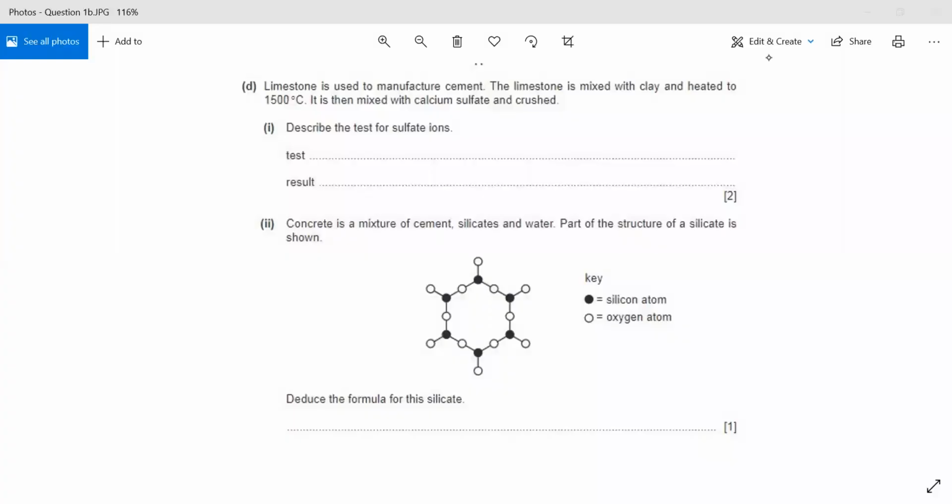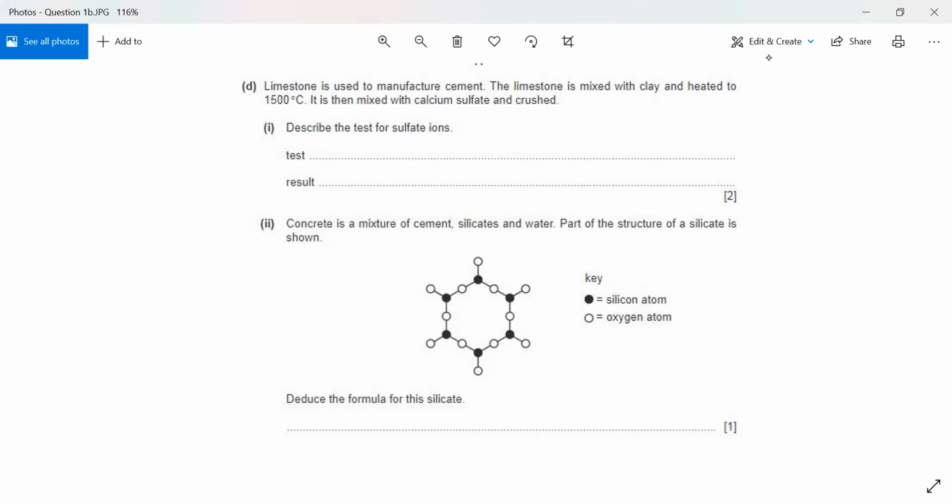Since this is a connected question, we will go for that. They say limestone is used to manufacture cement. The limestone is mixed with clay and heated to 1500 degrees Celsius. Then it is mixed with calcium sulfate and crushed. So describe the test for sulfate ions.